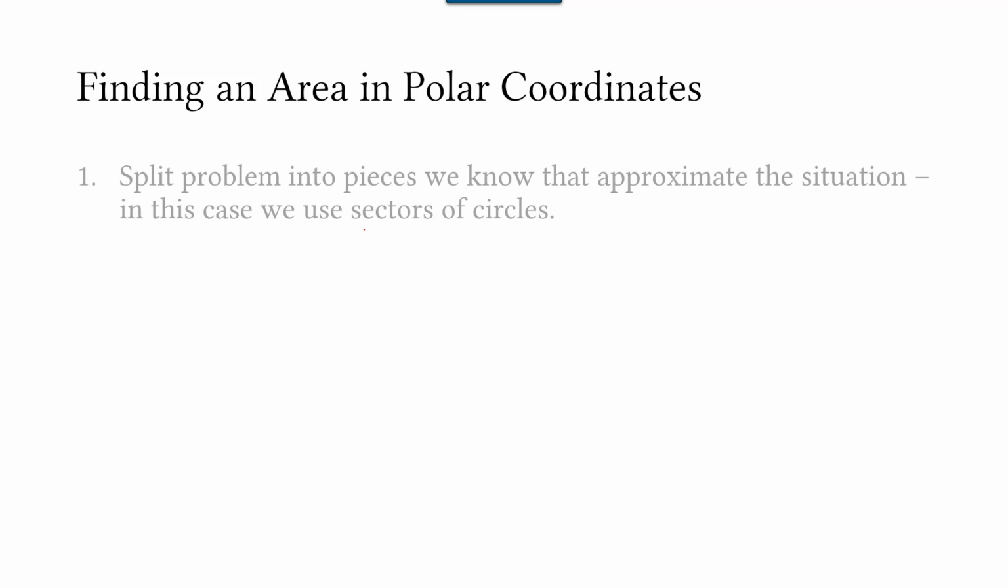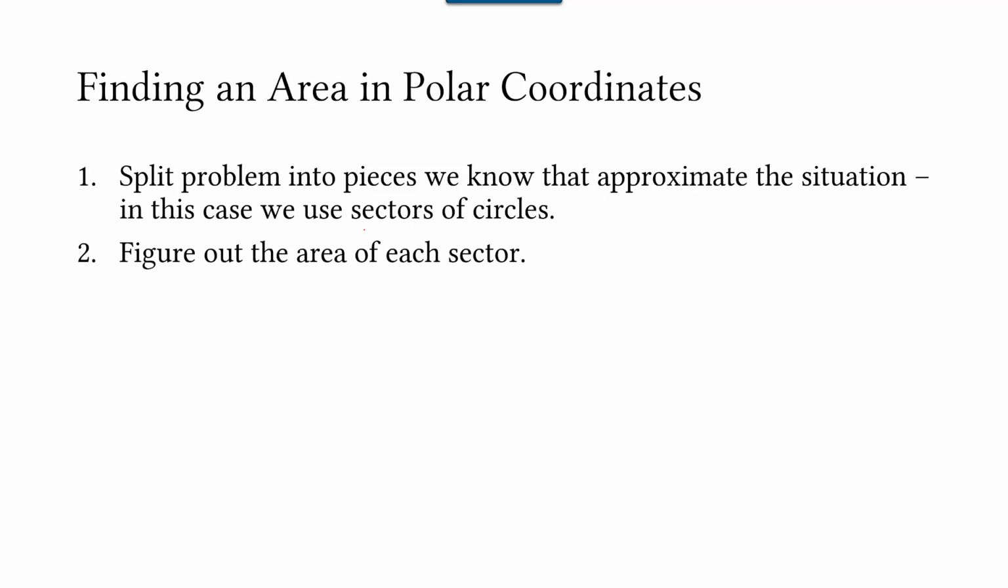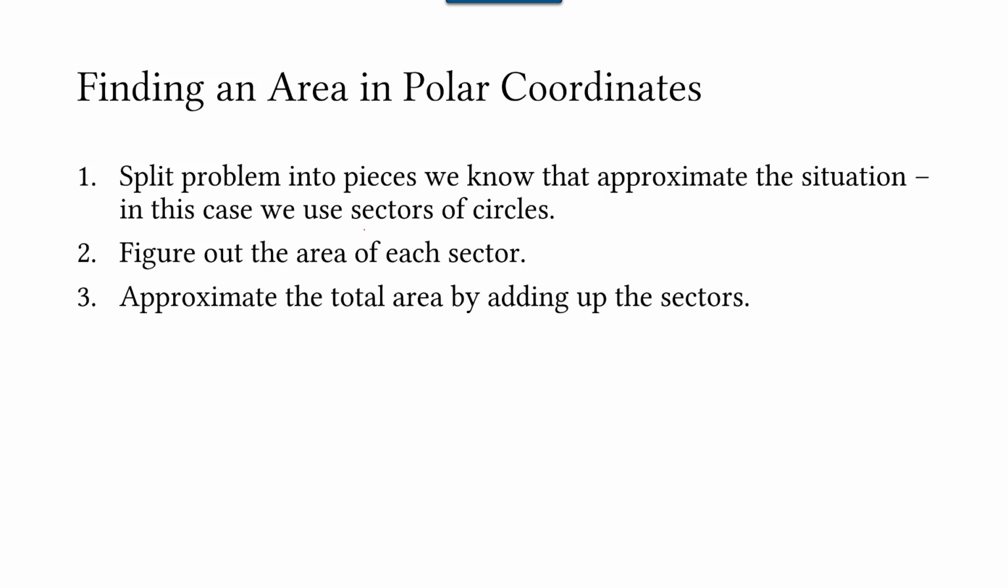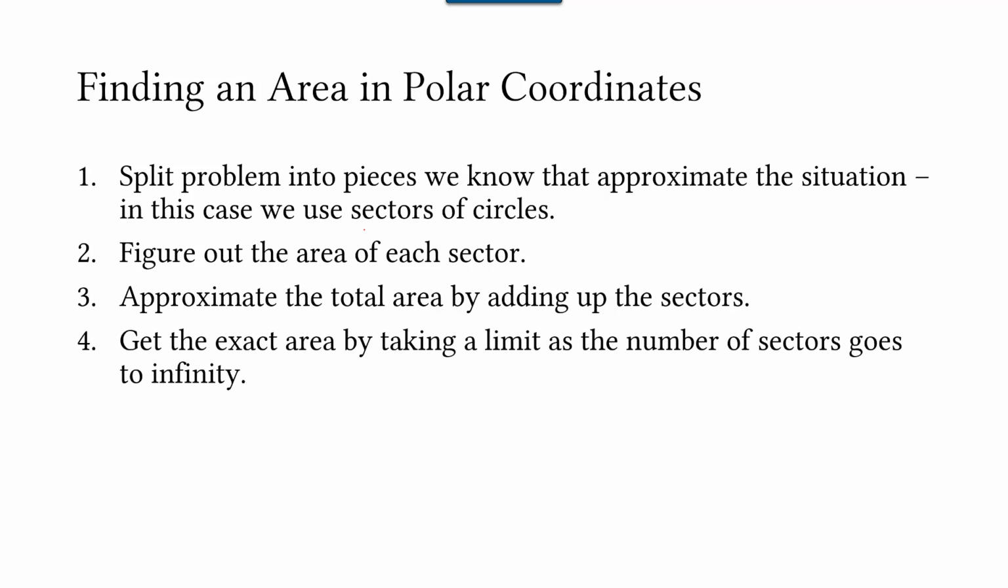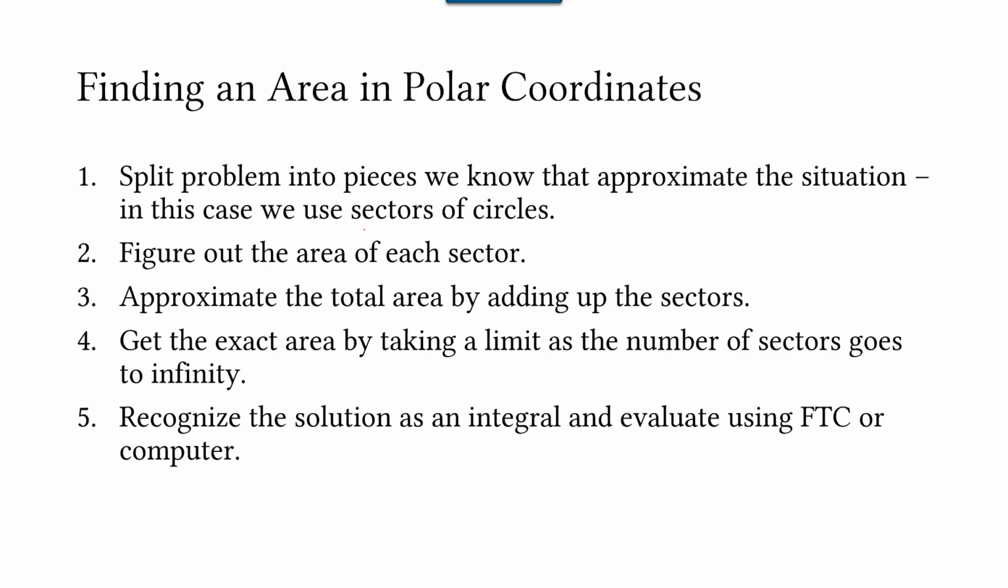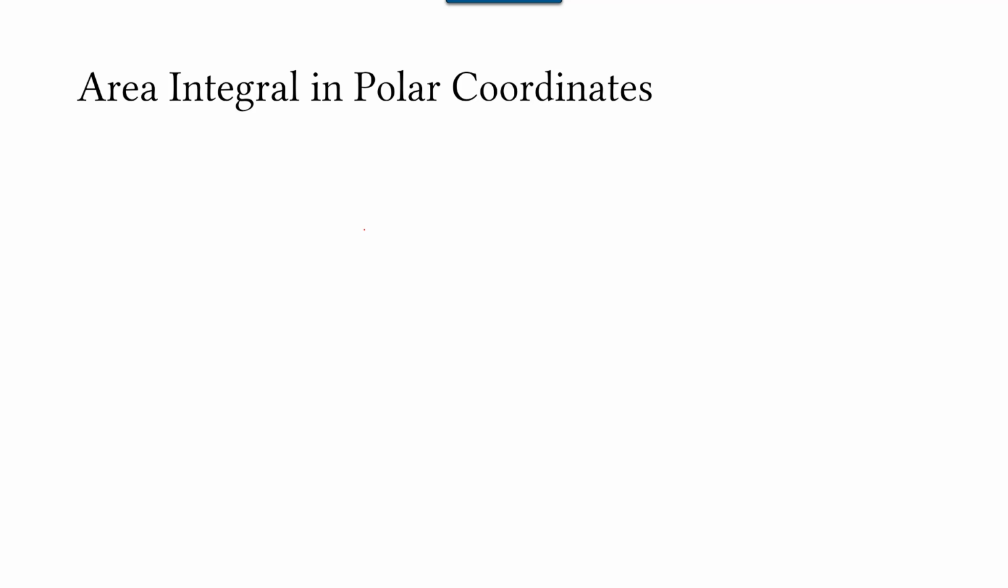The idea is the same in polar coordinates. We split the problem into pieces we know that approximate the situation. In this case, we're going to use sectors of circles. We write down the area of each sector, approximate the polar area by adding up all the sectors, get an exact area by taking a limit as the number of sectors goes to infinity, finally recognize the integral and evaluate with the fundamental theorem or a computer.